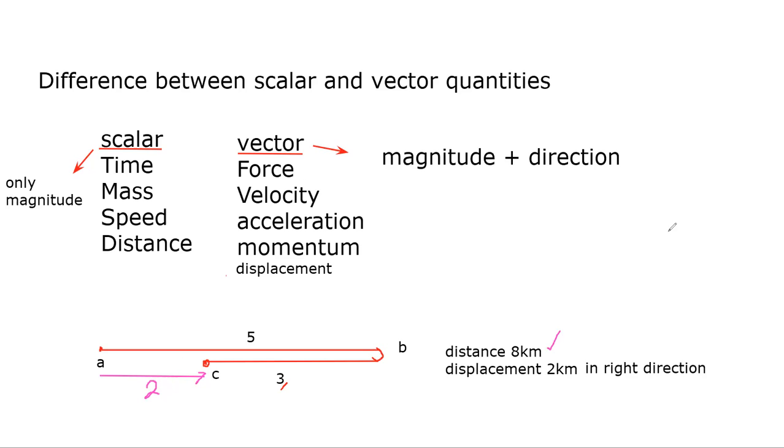Same like that, we cannot specify a direction for time, mass, speed, and distance. Like we cannot say that a car is moving with a speed of 40 kilometers per hour in the upward direction. If direction is specified, that would be velocity.